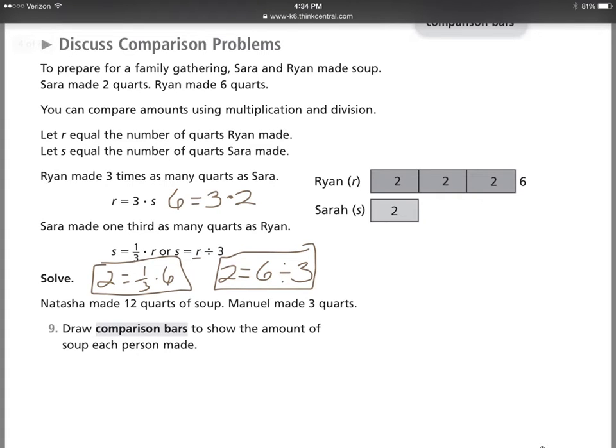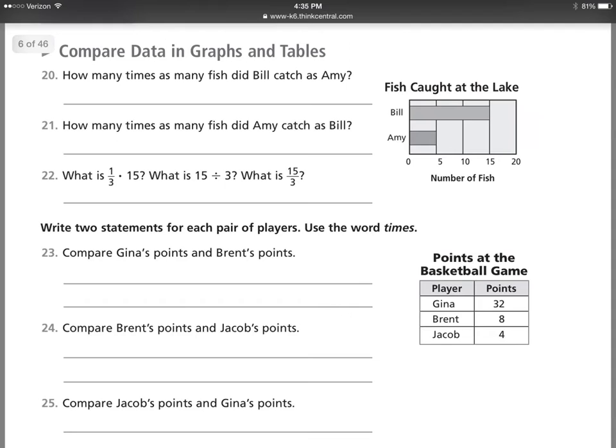On number 9, you're going to draw comparison fraction bars, just like the ones we used up here. And then on 10, 11, 12, and 13, you will fill in the blanks with the proper words or numbers to make those sentences true. Now that you've completed the last page, turn to page 70. We are going to skip page 69 and go right to page 70.